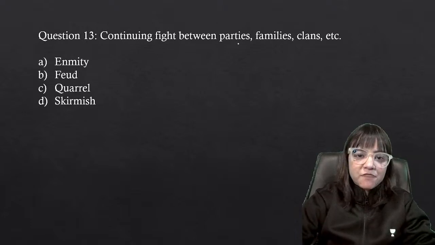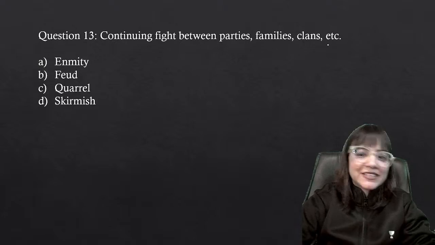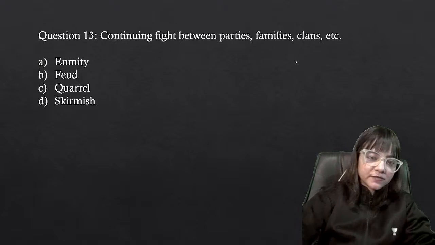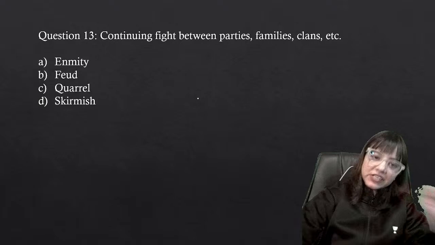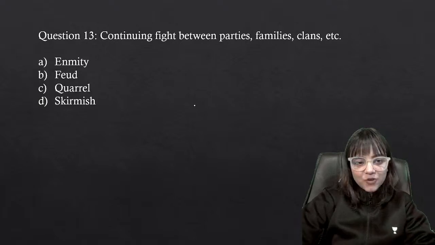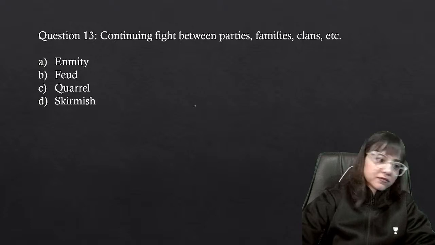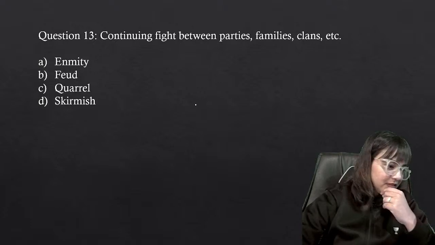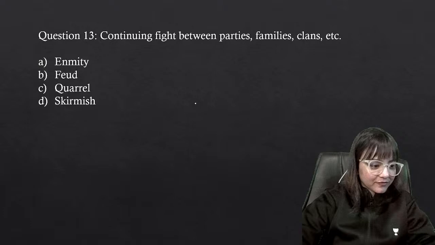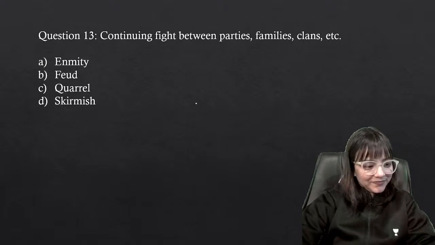Continuing fight between parties, families, clans, etc. What is it called? Okay, what is it called? Yeah, boys dormitory. Yeah, right.